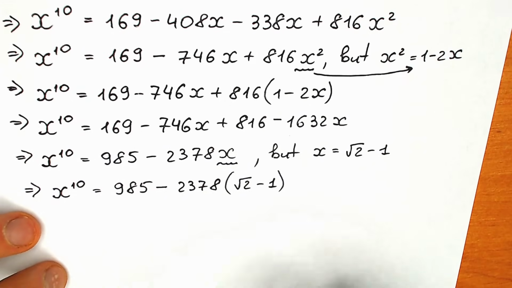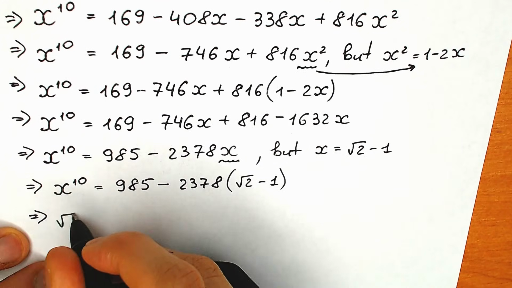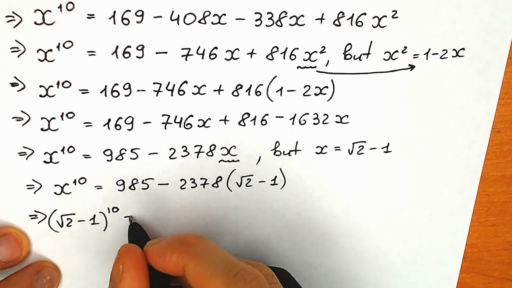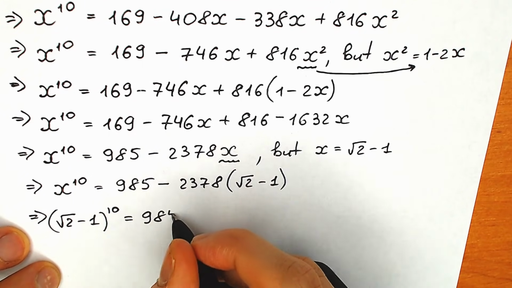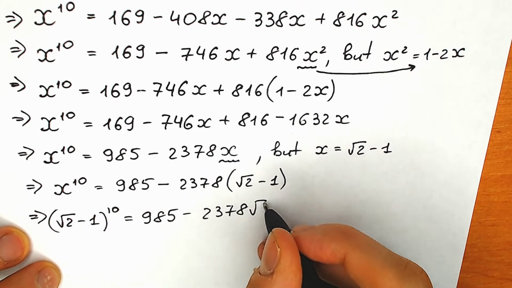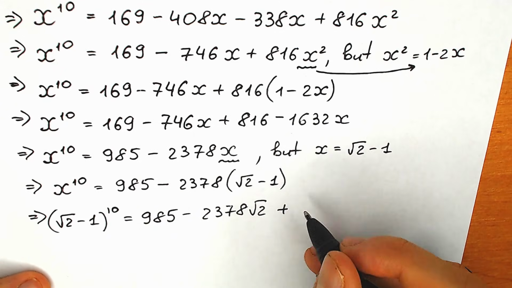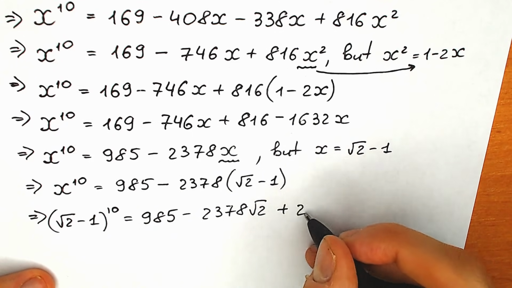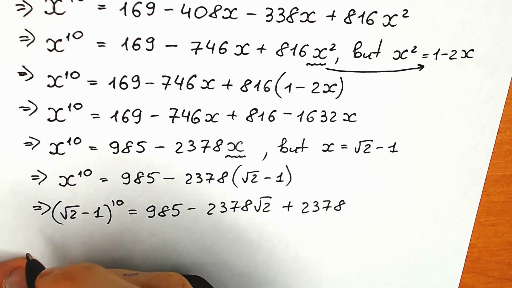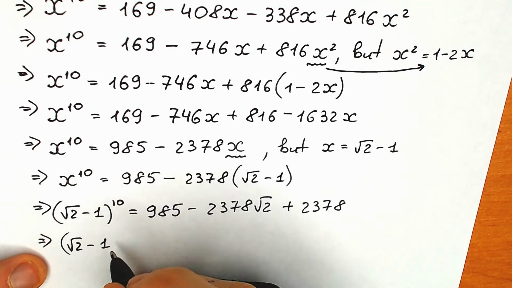And right now let's multiply it. But x equal to square root of 2 minus 1. So this is our square root of 2 minus 1 instead of this x. Square root of 2 minus 1 to the power 10 equal to 985 minus 2378 square root of 2. And right here we have minus, we have plus, so plus 2378.